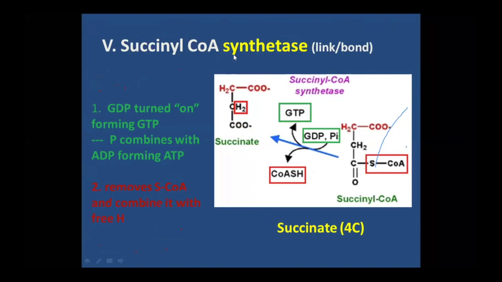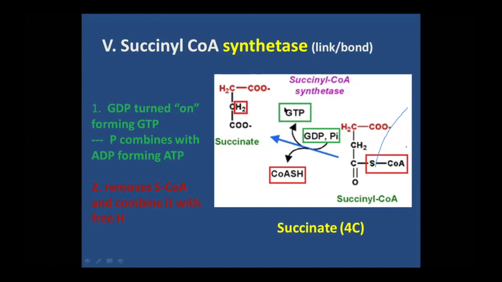Succinyl coenzyme A synthetase. This would be the 5th step. Synthetase is different from synthase, so that you have the link or the bond. Mamaya makita natin kung ano tong link or bond na sinasabi kong ito. Okay, so here, the first step is GDP is turned on, forming GTP. Bakit wala tayong ATP? Bakit GTP? In this particular process, we have GTP, or that is guanosine triphosphate. Pinalitan lang po natin yung adenine ng guanine. Kaya meron po tayong GTP.